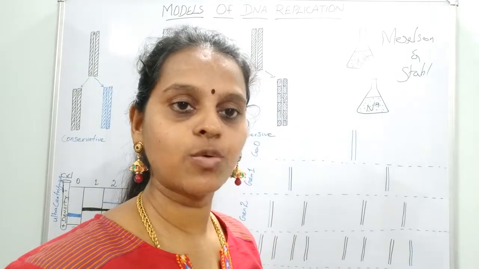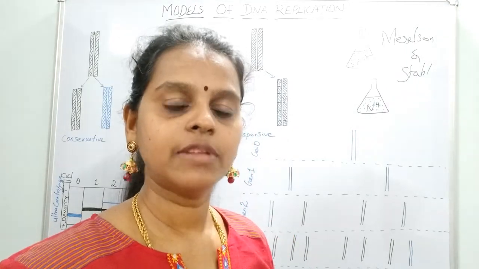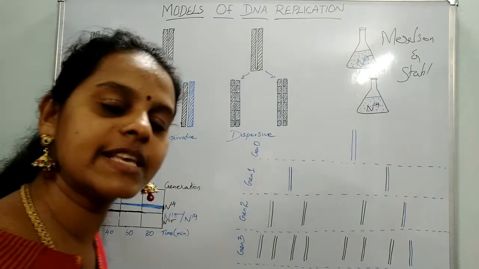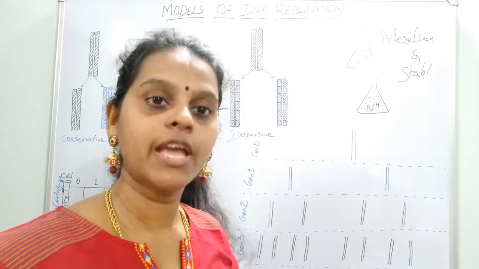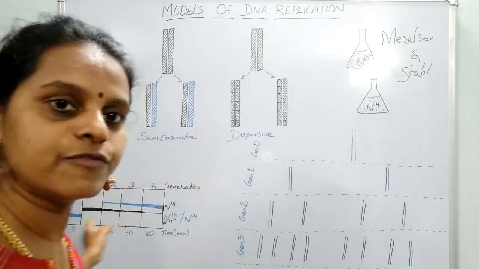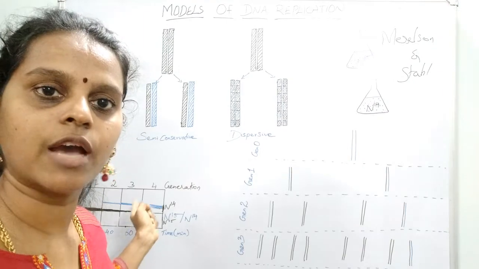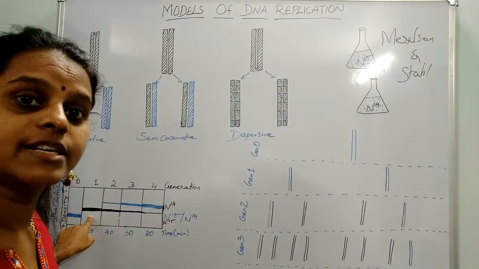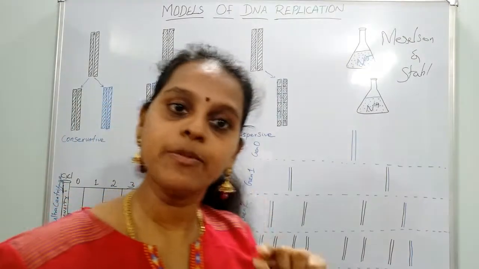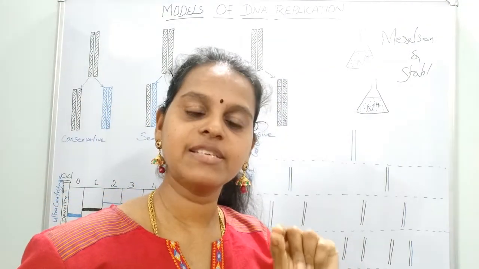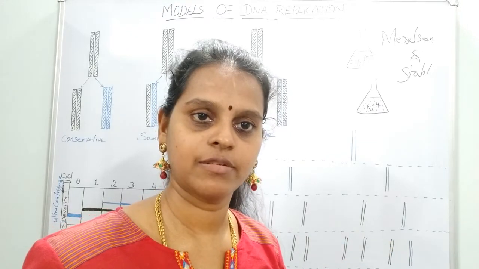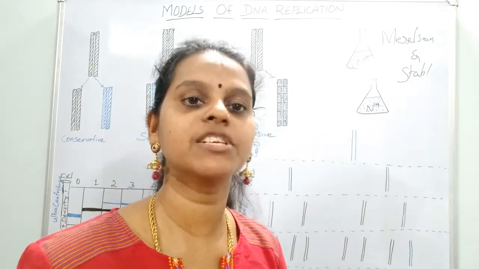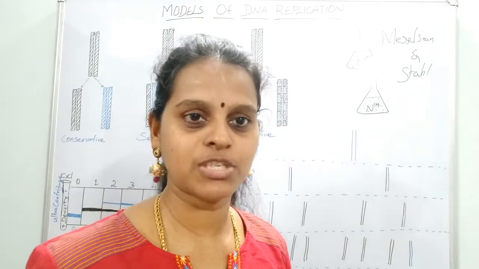In generation 1 itself, they confirmed that the DNA is not replicating through the conservative mode. If the DNA were replicated through the conservative mode, it should show both N15 and N14 bands. But here, in generation 1, there is only one band, the intermediate of N14 and N15. So in the first generation itself, the conservative mode of DNA replication is excluded from the proposed models.